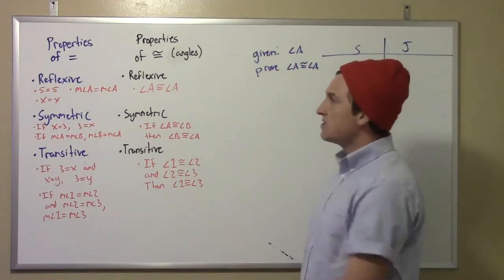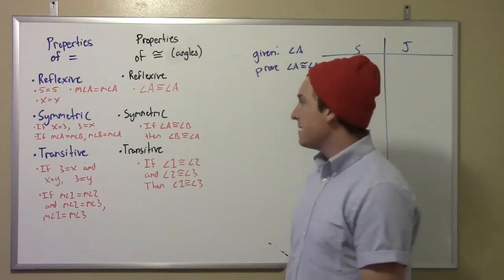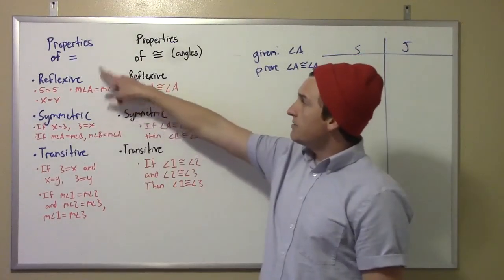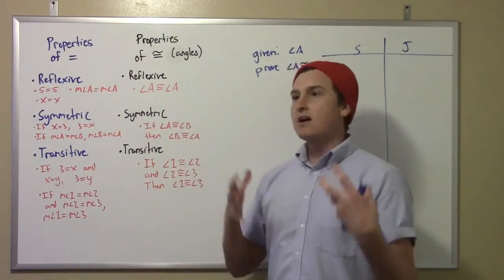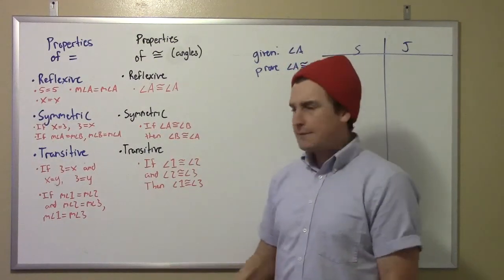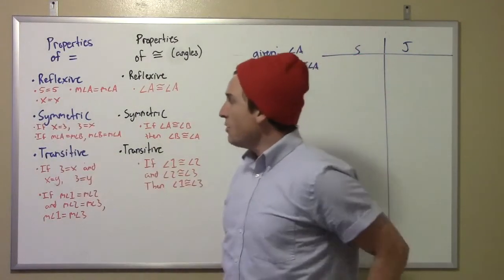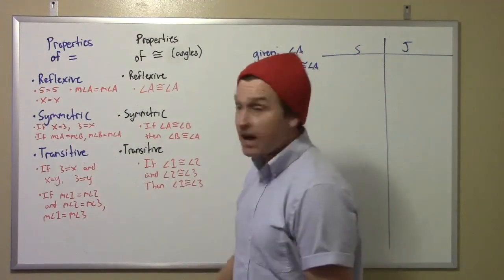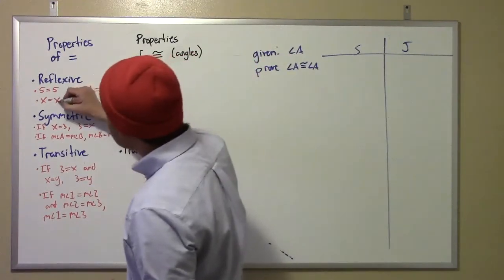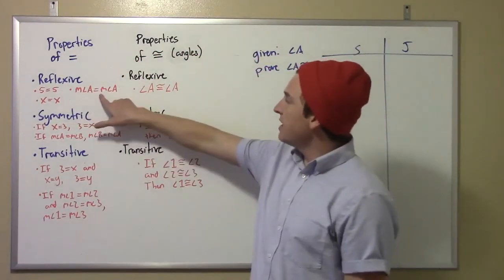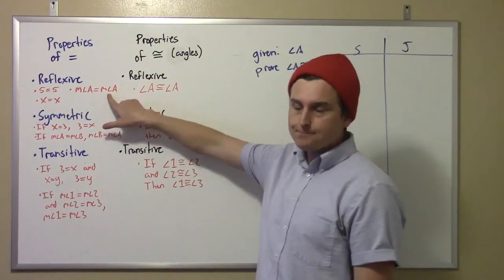Before we do that, though, let's talk about the properties real quick one more time and put it in angle language, okay? So recall the reflexive property of equality. Things are always equal to themselves, right? Pretty common notion, pretty obvious. So what we have here is 5 is always equal to 5, right? X is always equal to X. But if we want to put it in angle language, what we say is the measure of angle A is always equal to the measure of angle A.